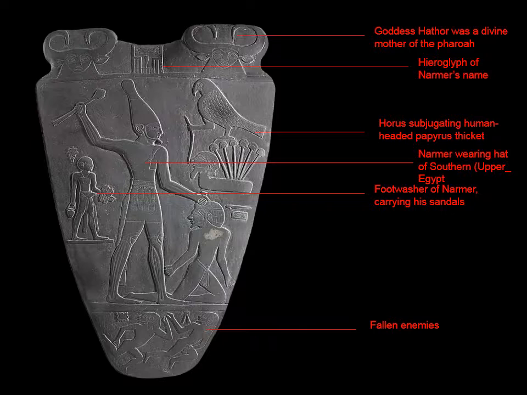See, the artist here isn't showing you one comprehensive view of a scene. He's showing you each view in a way that makes the most sense. So we see Narmer from the side, but when we want to see the fallen bodies, we have an aerial perspective onto them.